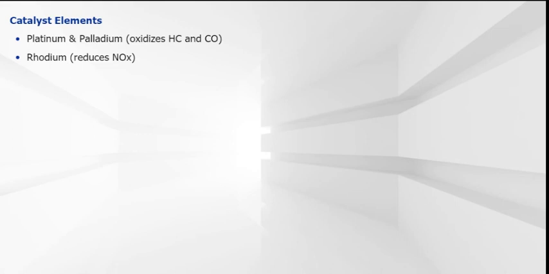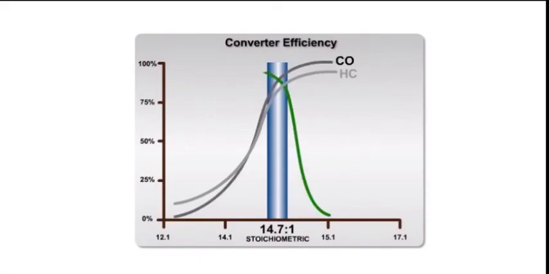The catalytic converter contains small amounts of delicate metals that initiate chemical reactions. These metals include platinum and palladium for the oxidation of HC and CO, and rhodium for the reduction of NOx. 3-way converters contain another element called cerium. Cerium has the ability to store and release oxygen, which helps stabilize catalyst operation and enhance the effectiveness of the noble metals. The performance of a catalytic converter is dependent upon the air-fuel mixture.